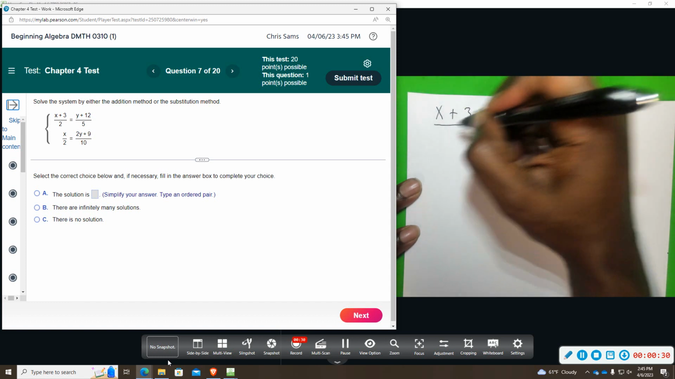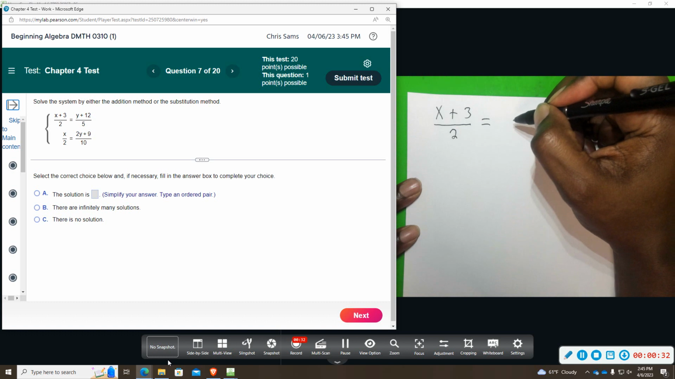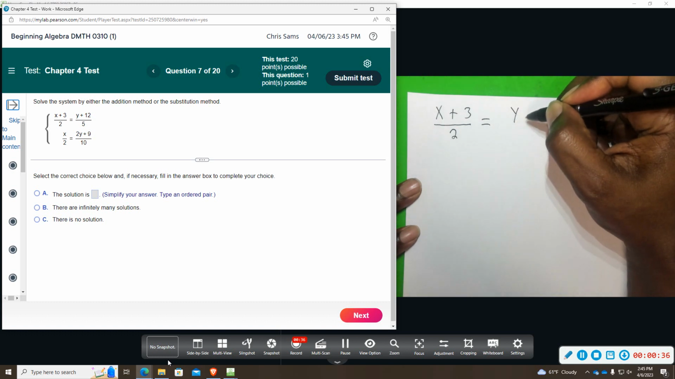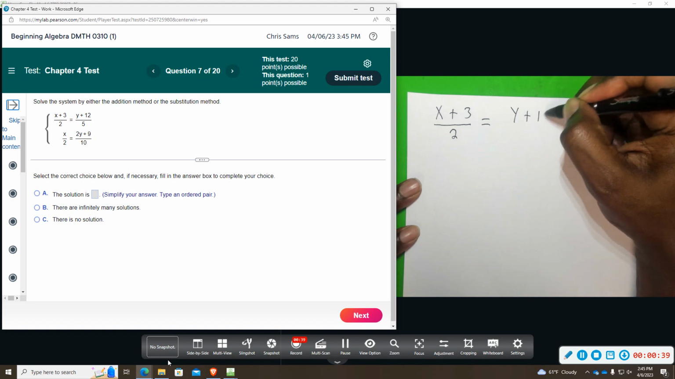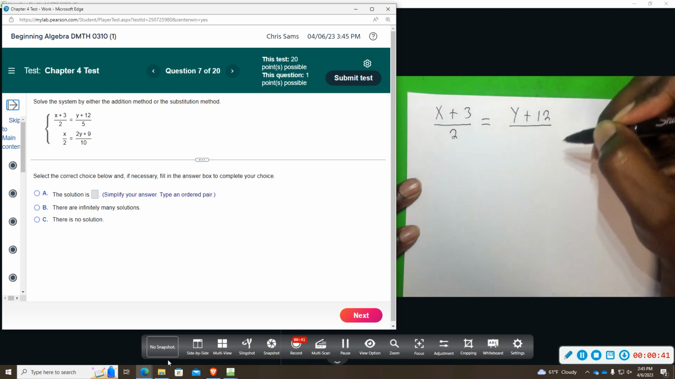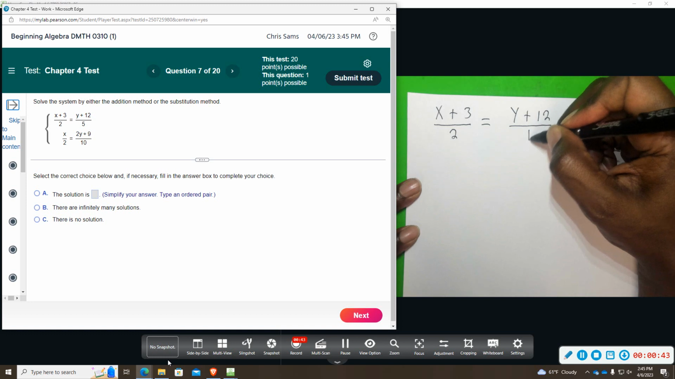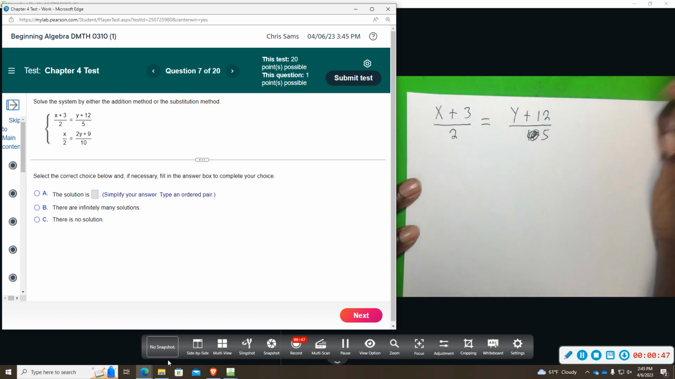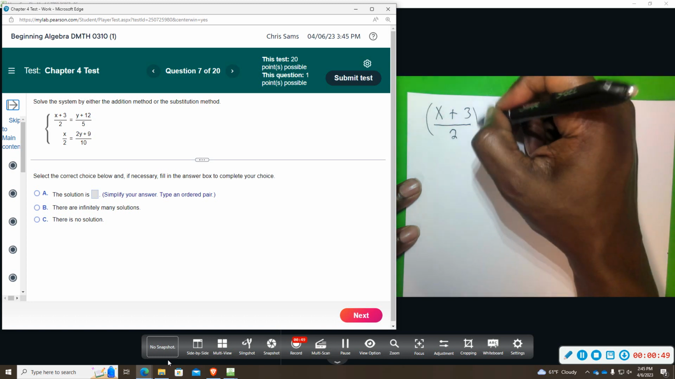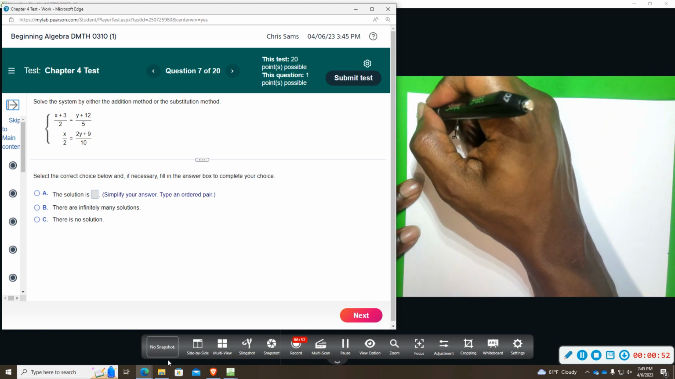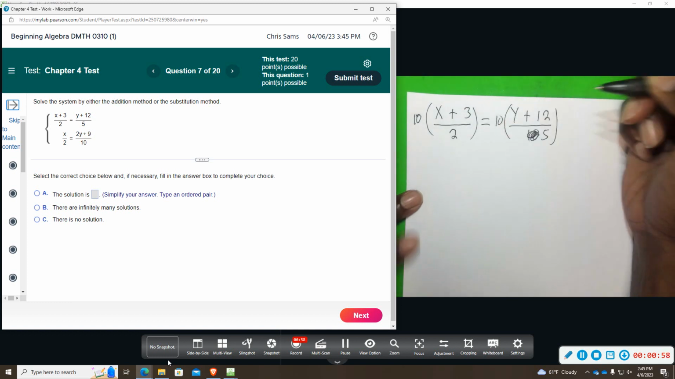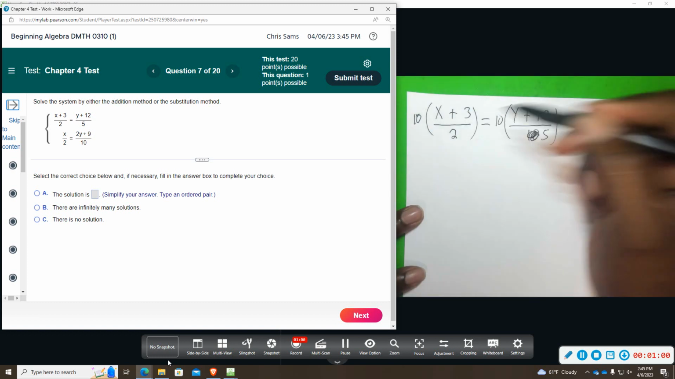Looking at both the fractions in the first equation, the denominators are 2 and 5, which the least common multiple would be 10. So I can multiply both sides of the equal sign by 10. Multiply by 10. And that will get rid of both fractions at the same time. Because whatever you do to one side, you got to do to the other.